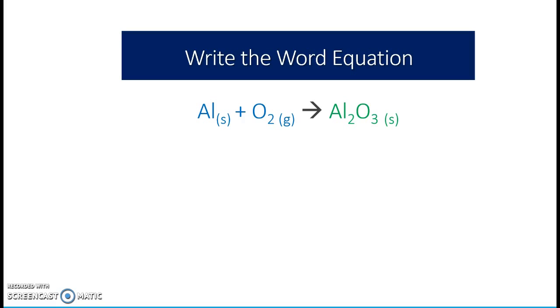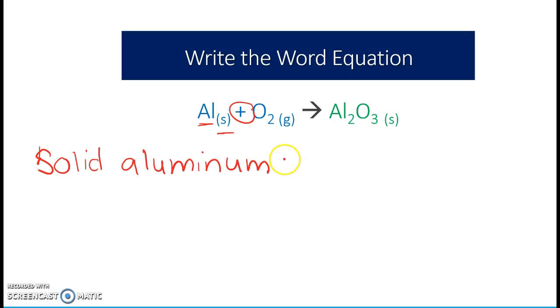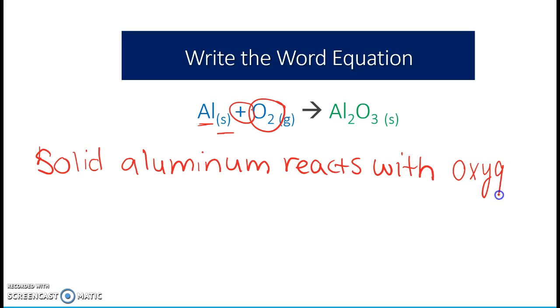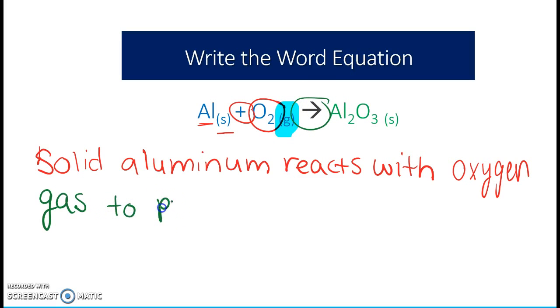We'll look at another example where we need to write the word equation. So here we have Al, that's aluminum, and it's a solid. So we're going to write out solid aluminum. We have a plus sign, so we're going to write reacts with. Then we have O2. O2 is oxygen. And oxygen, we can see, is a gas. So we're going to say it reacts with oxygen gas. Then we have the arrow. So the arrow represents to produce, or you can say to yield.